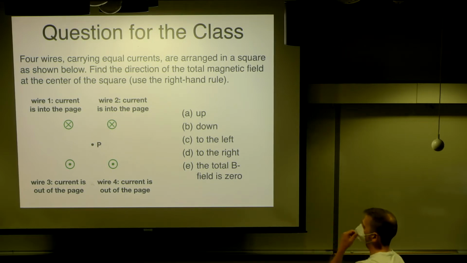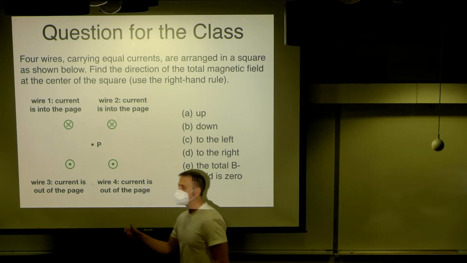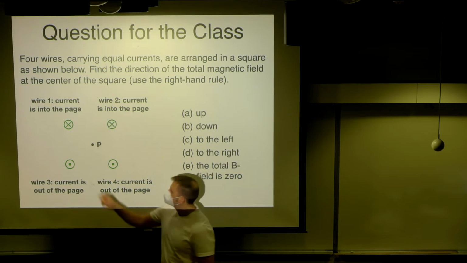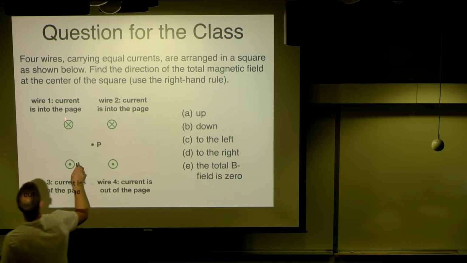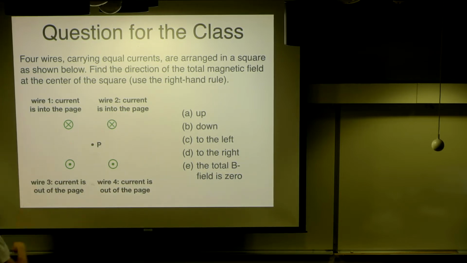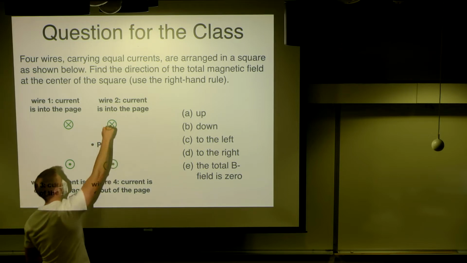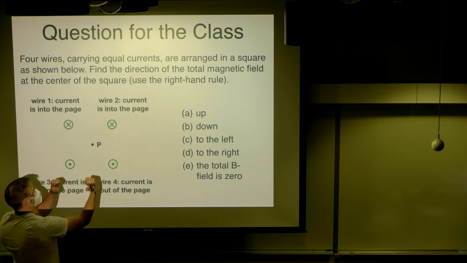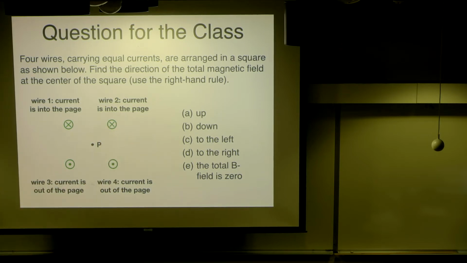So in this picture, we have 4 wires which carry equal currents, and they're arranged in a square pattern. So what you should be thinking of is the currents are running into or out of the page. For example, up here, this is wire number 1. The current is into the page. Remember, that's our symbol for into the page. Wire number 2 is also carrying a current into the page like this. 3 and 4 are carrying currents out of the page, all right?